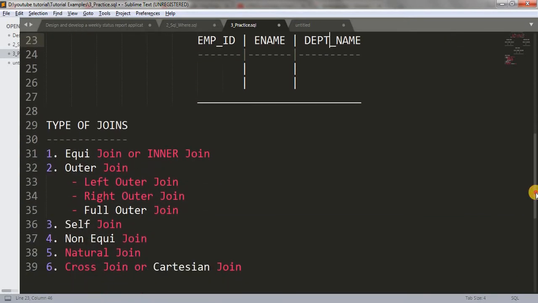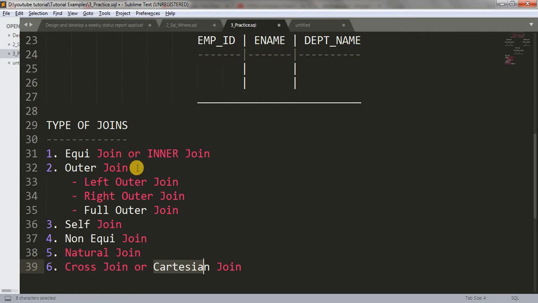Here I have written the types of joins. There are many ways to join tables, and there are actually six ways. The first one is equi join or inner join. The second one is outer join, which is again of three types: left outer join, right outer join and full outer join. Then we have self join, when we are joining a table with itself. Suppose we have a table A and we want to join A with A, then it is called a self join. Then we have non-equi join, then natural join, and then cross join or Cartesian join.